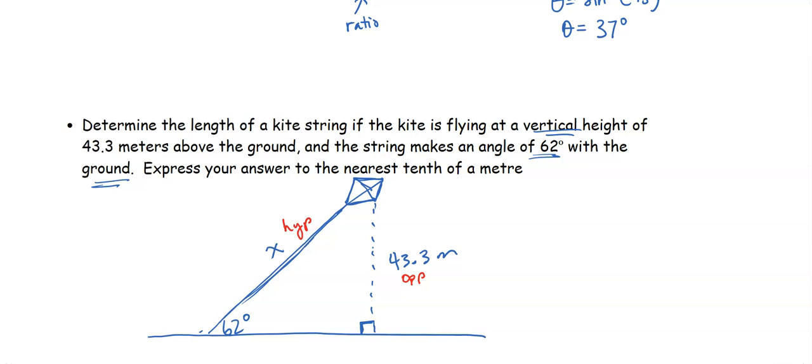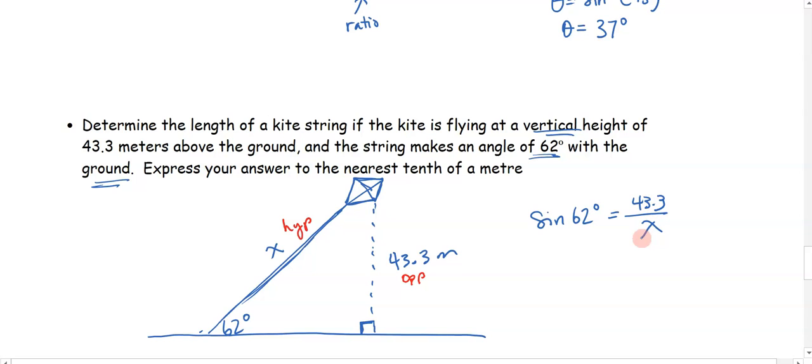Therefore, I'm using the sine ratio. So the sine of 62 degrees is equal to the opposite side as compared to the hypotenuse. And now I can solve it by multiplying both sides by x. And then dividing by sine 62.